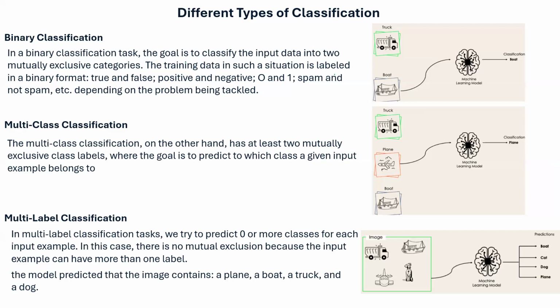So the training data in such a situation is labeled in a binary format. That means the output of these kinds of classifications is true or false, positive or negative, 0 or 1, spam or not spam, depending on the problem. Let's suppose this classifier is trying to distinguish truck and boat. The output of this classifier will be boat or truck. It will not be both. So once this is trained, if you feed in an image, it will say whether that is a truck or a boat. That is called binary classification. In binary classification, only two values are possible as an output, not more than two.